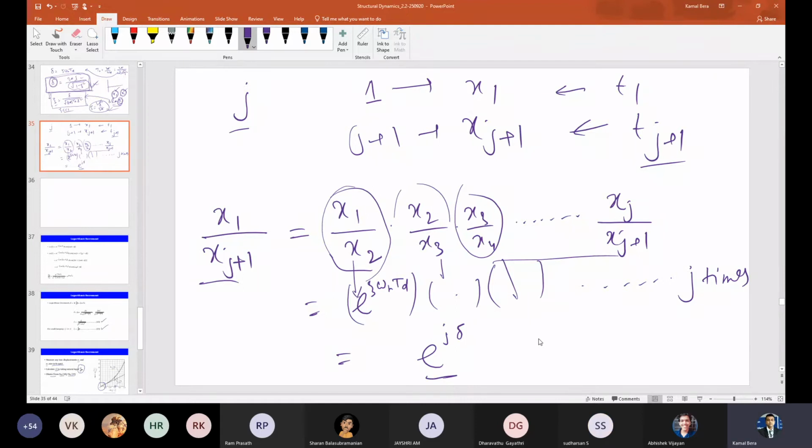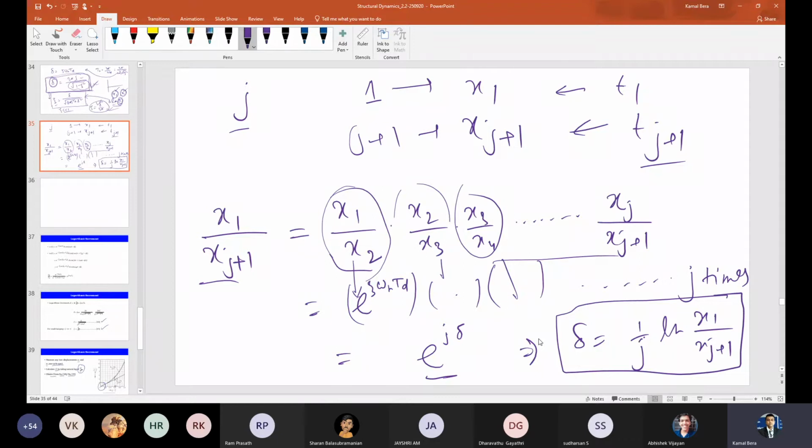Basically, j times it is. So j times you are doing it. Now, if I take the natural log on both sides, I can write delta is equal to 1 by j ln x1 by x(j+1). Is it fine? Once you have this, you can substitute it in equation 18 or 19, and then you can easily obtain the result. We'll solve the problem after some time.